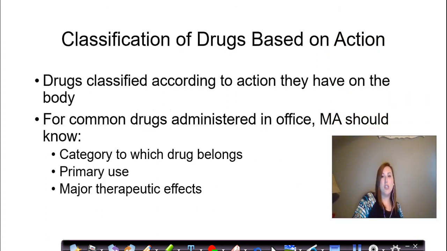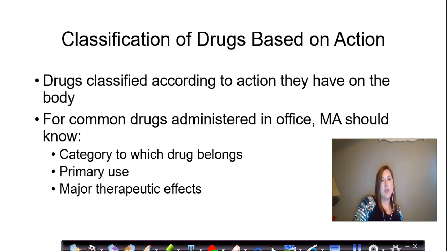So classification of drugs based on their action. So that's how drugs are classified. Common drugs administered in the office. So category, which drug it belongs to, the primary use, and the major therapeutic effects.